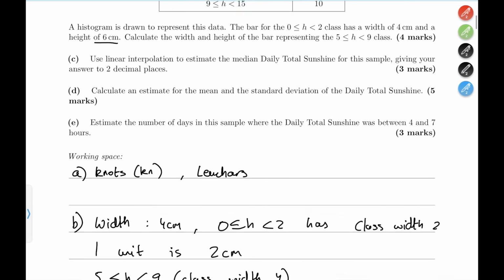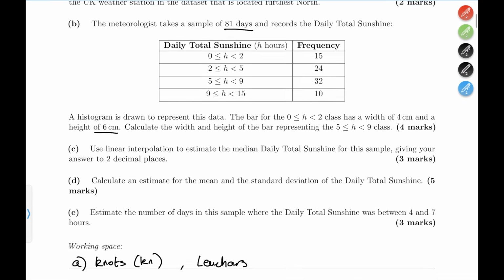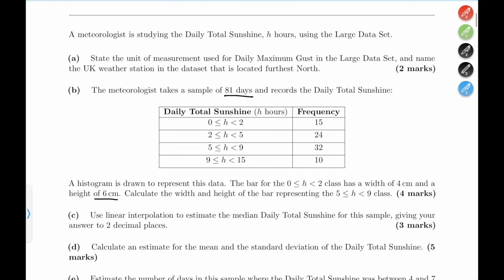And we're going to now use linear interpolation. The way that I was taught is if we just draw a line here, I'm going to draw 3 dots here. So let's look, where is the 40.5th value? I'm going to write the cumulative frequency here, so let's extend the table. So 15, 39, and then 71, and then 81. Where is the 40.5th value going to occur? It will happen in this class, the 5 to 9 class.